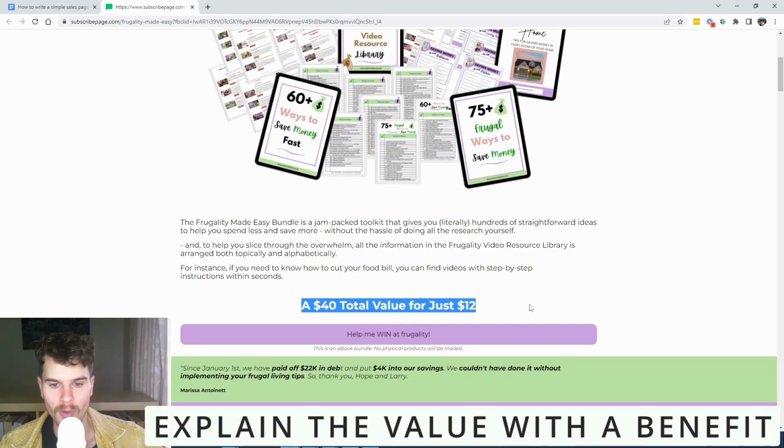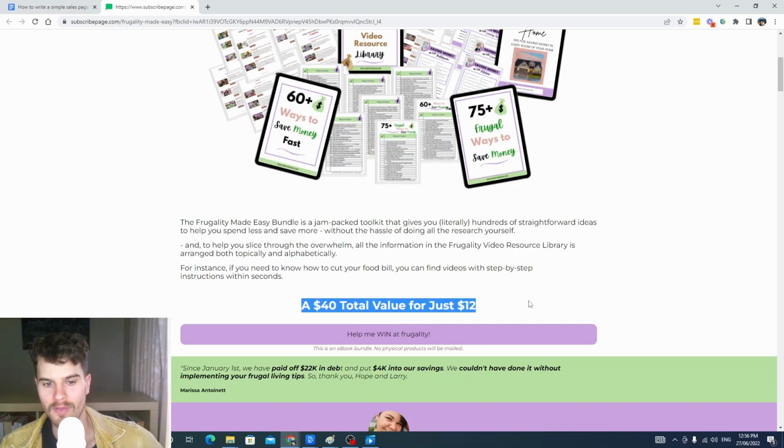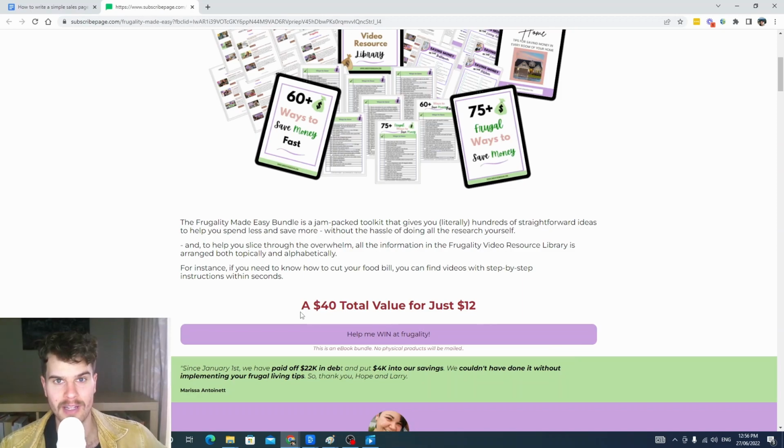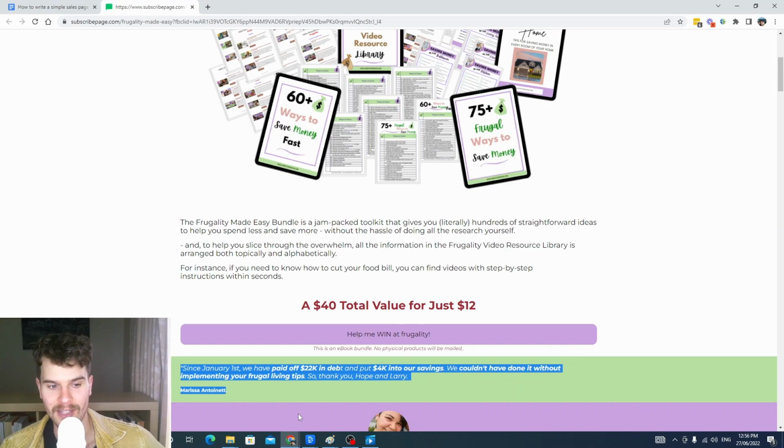Where you say a $40 total dollar value for just $12, the way I would actually justify price, because you haven't really explained why it's $40 in value, or how it's different from anything else, is to include this: for the price of lunch, you're just moments away from saving up to whatever it is, $50, $500, $1,000 per year. And then include a testimonial like you've just done here.